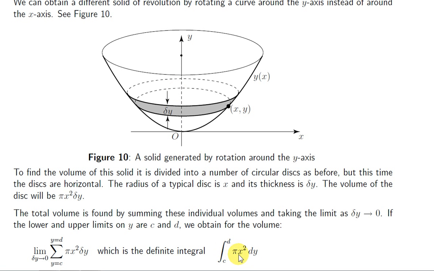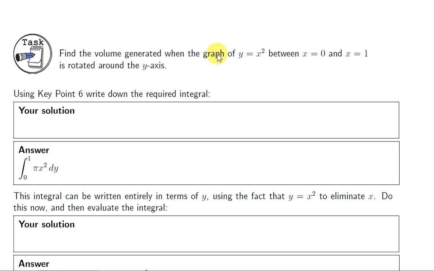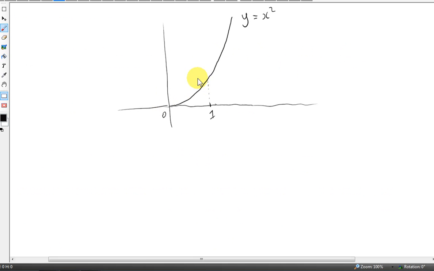So you see this formula is similar to before if we just interchange x with y. Before we had the integral of pi y squared dx. Here we have the integral of pi x squared dy, because we're rotating about the y-axis. So let's take this example. We want to find the volume generated when the graph of y equals x squared between x equals 0 and x equals 1 is rotated around the y-axis. So here's the picture. We want to rotate this segment about the y-axis.